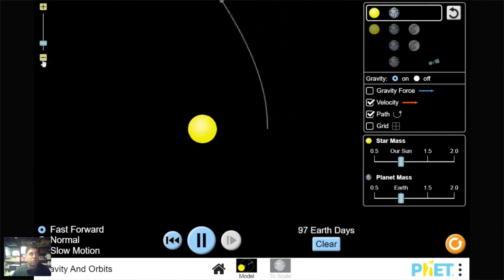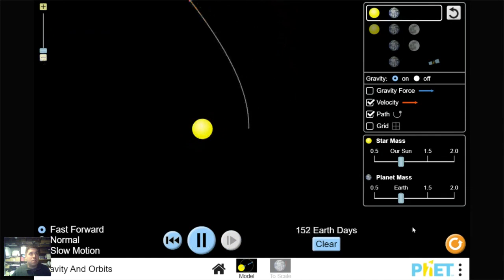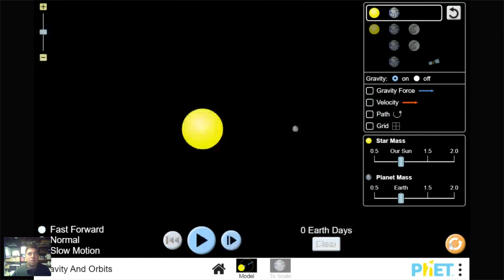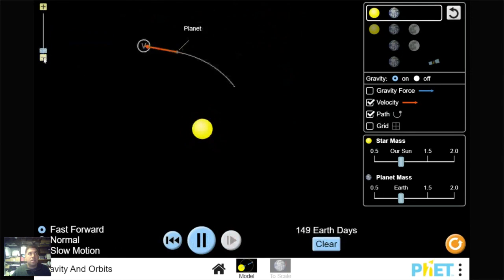Zoom out, zoom out. I made it too big. Oh no. Let's try just slightly bigger. Okay, so hopefully we will see this thing travel in, there we go, a much more elliptical path.